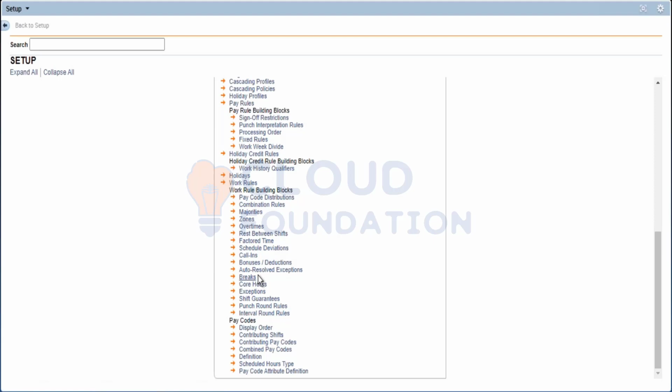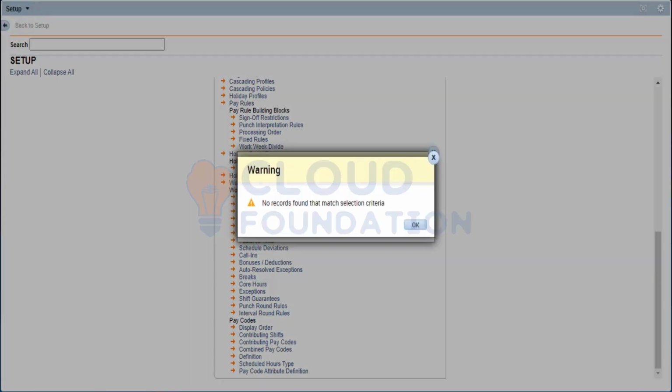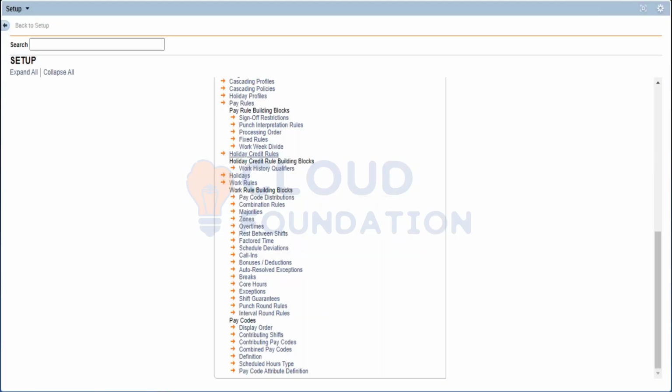All these items put together make a work rule building block. This work rule gets assigned to a payroll, and this is basically how we tell the system how to interpret a punch or a shift, a work shift. It's not necessary to set all these options, but I'm going to give you the logic behind all this, how we set it up and what it does. So we'll get started.